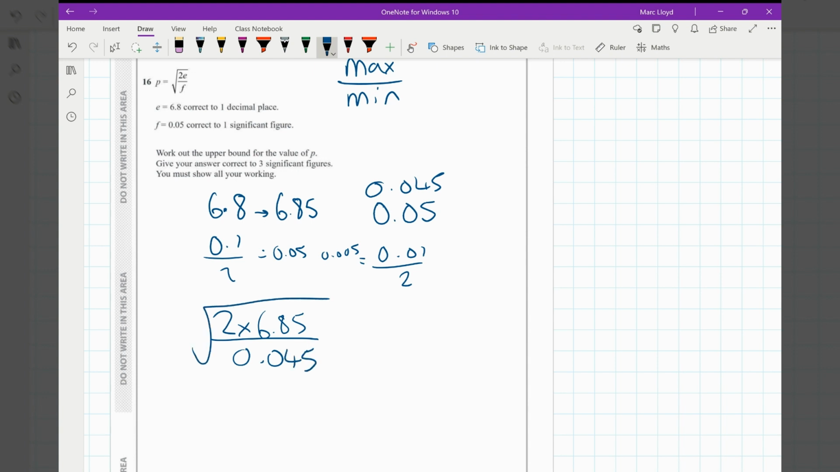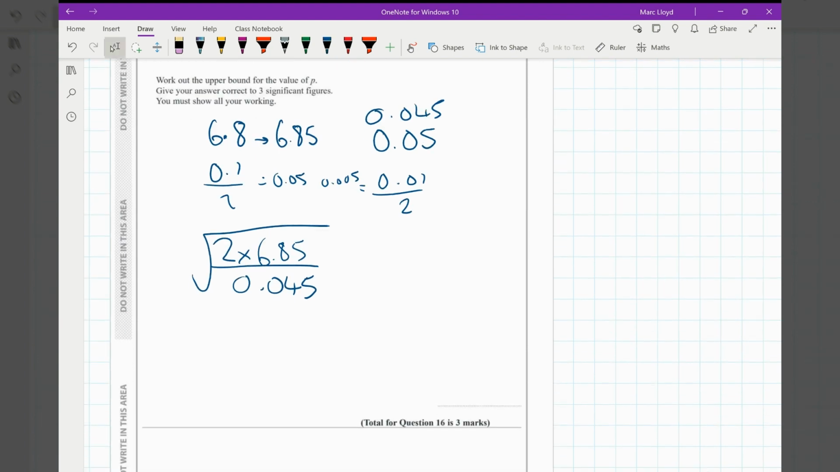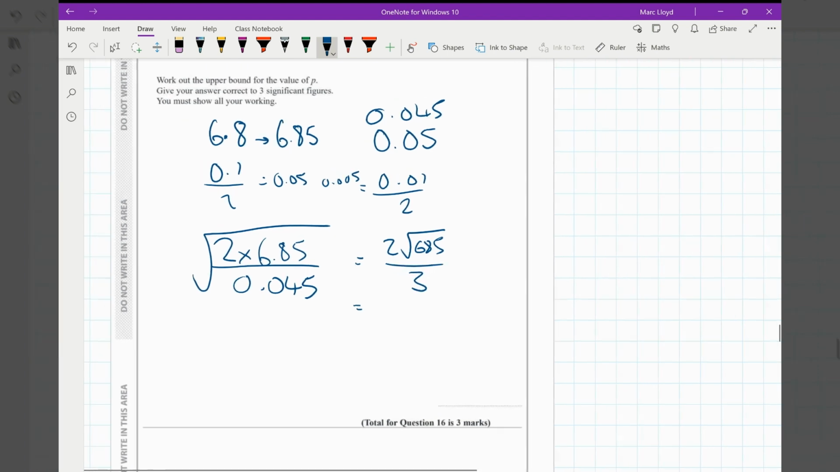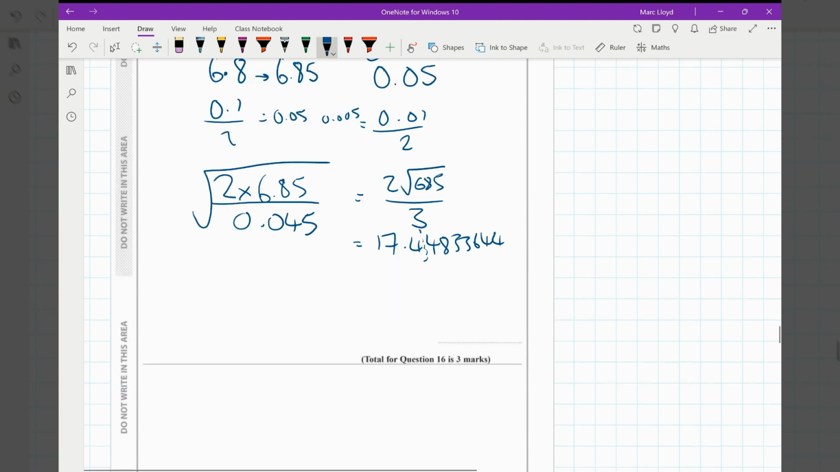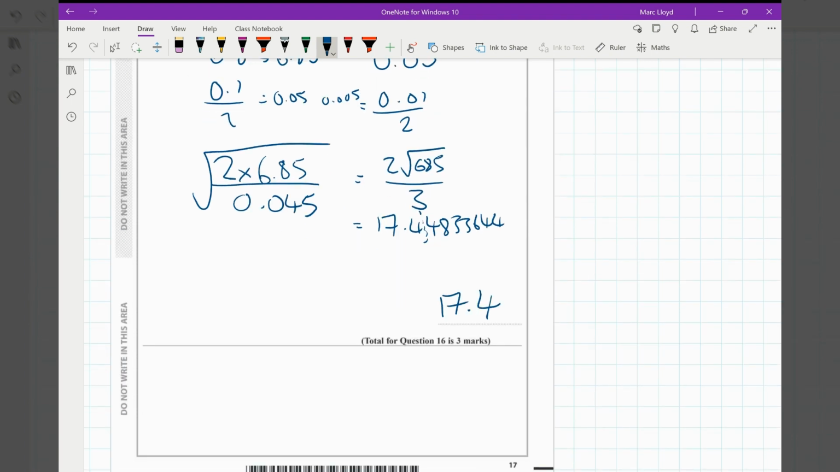Now I'm confident enough to just put that all into the calculator. So shift square root fraction button, 2 times 6.85, and that's divided by 0.045. 2 square root 685 over 3, which if we write it as an actual number using the SD button, we get 17.44833644. And then to 3 significant figures, we want it to 1 decimal place, so that's 17.4.